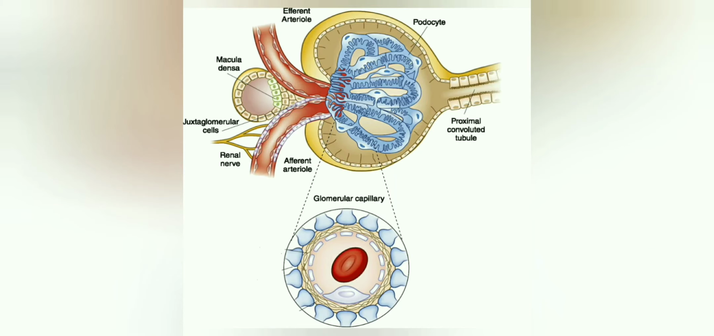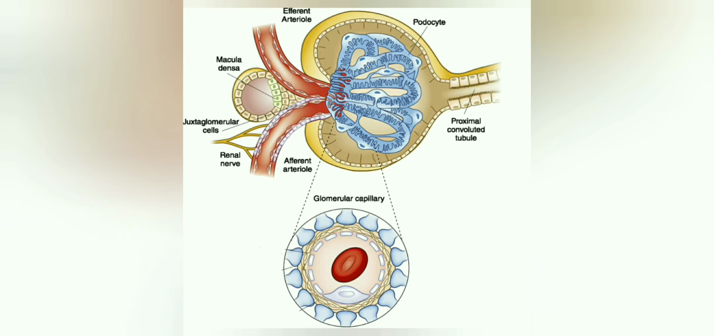The visceral wall consists of a special type of squamous cells called podocytes. These podocytes are in close contact with the glomerulus, that is, the wall of capillaries of the glomerulus. There are small slits in between adjacent podocytes called filtration slits.